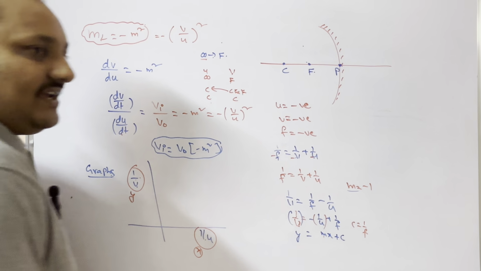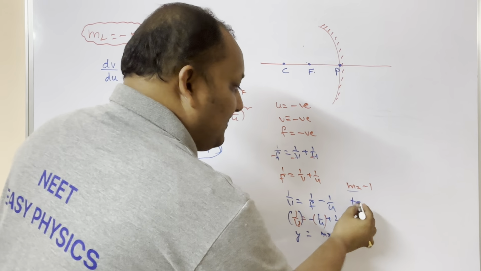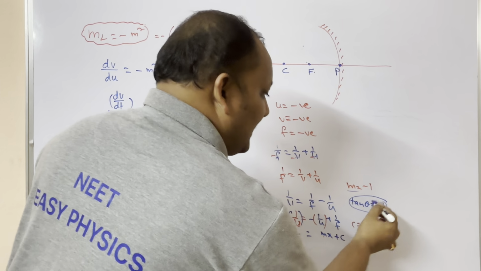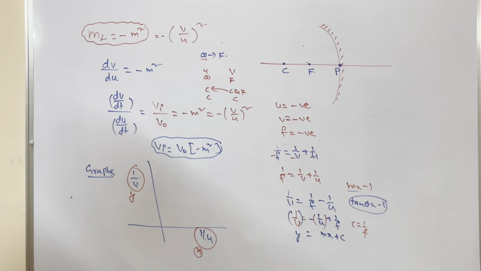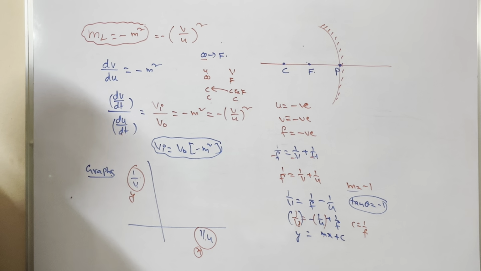What is m here? It is the slope, not magnification. The slope of the graph can be written as tan theta is minus 1. Tan theta is minus 1 means theta is 135 degrees. Otherwise, we can take the other side, 45 degrees. How are we going to write this?